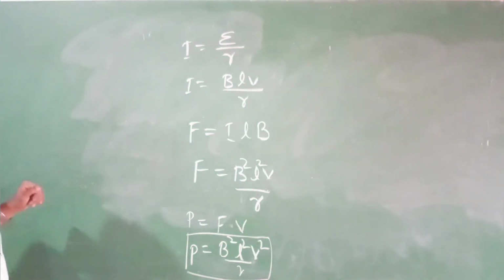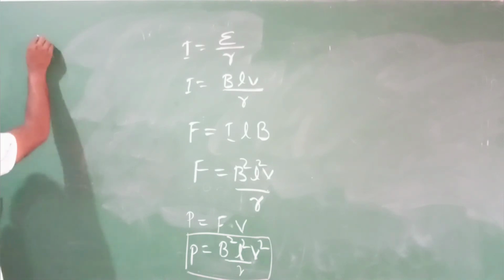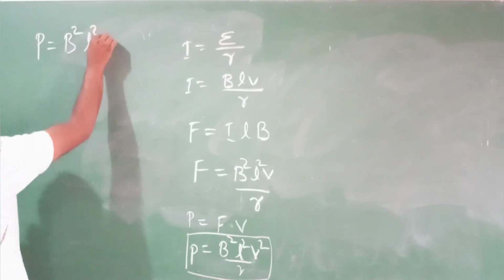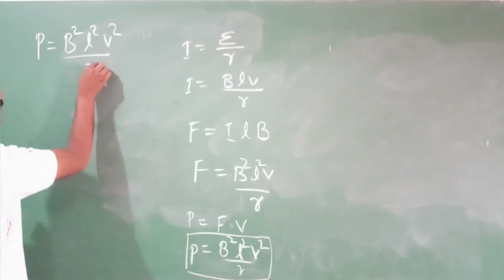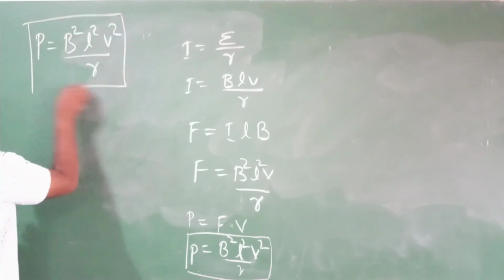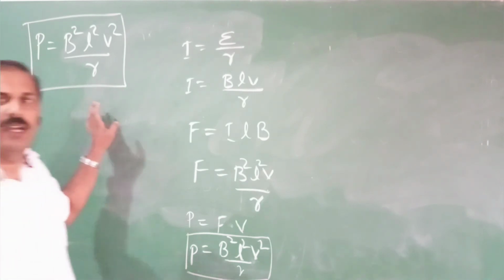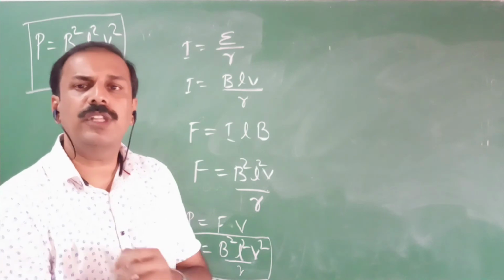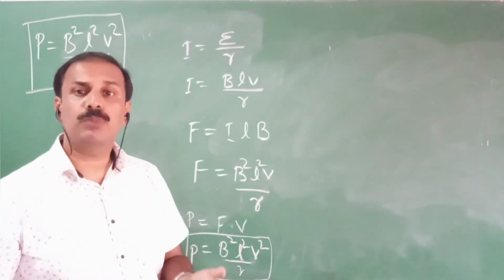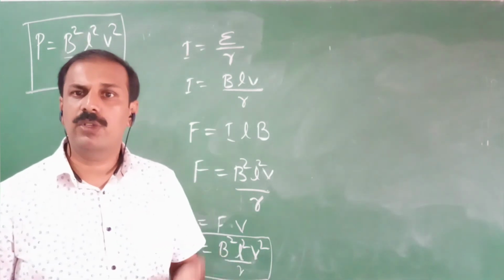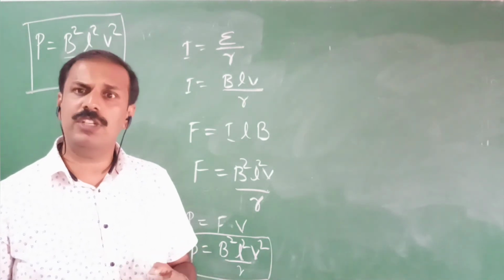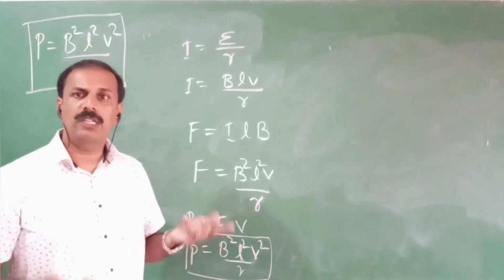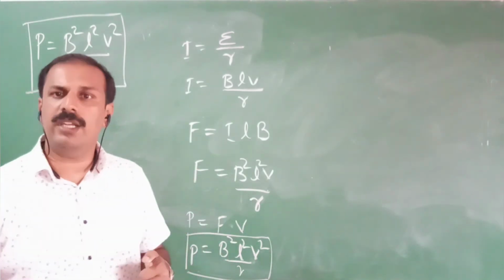So the mechanical power which we are getting is power P equal to B square L square V square divided by R. This is the power which we are calculating when we are calculating the mechanical power. Now if you think about the power using Joule's heating effect, when you studied Joule's heating effect, there also we studied about the power. The energy was I square RT, and if you divide by the time, you will get the power.